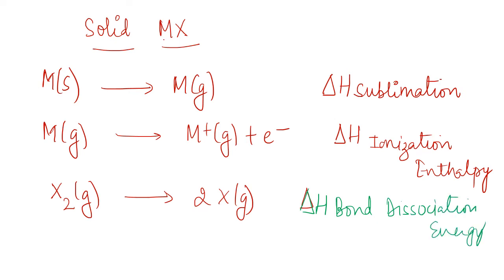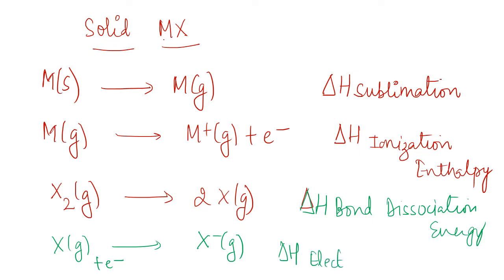Now this X gas will be converted into an anion by gain of electron. So what do we call it? We call it electron gain enthalpy, or electron affinity. The name is self-explanatory: the enthalpy used to gain the electron. Now the anion is formed, the cation is formed, right?